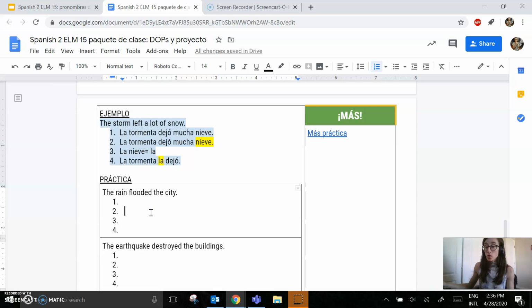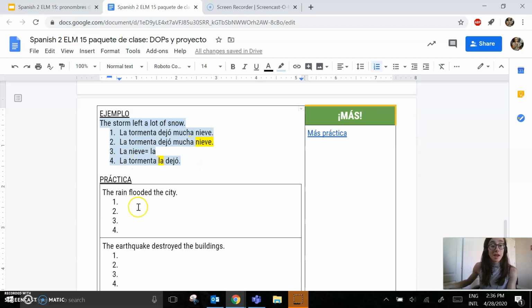You can use your English sentence to help you identify this, but I do think it's important to, or sorry, not the pronombre, just the objeto directo. You want to make sure you are really clear on what is receiving the action of the verb. So in this case, we're saying the storm left a lot of snow. What did the storm leave behind? A lot of snow. So either way, you can highlight a lot of snow or just snow, as I did here.